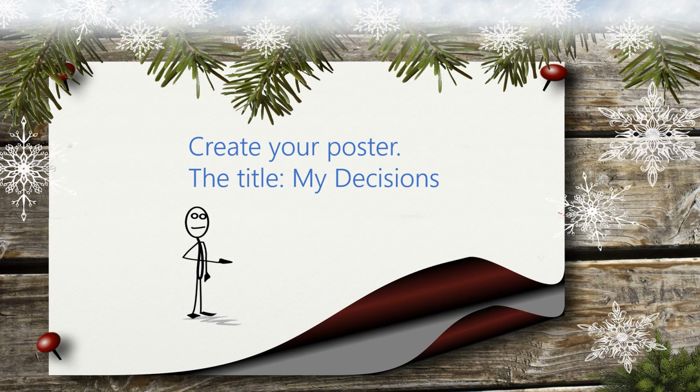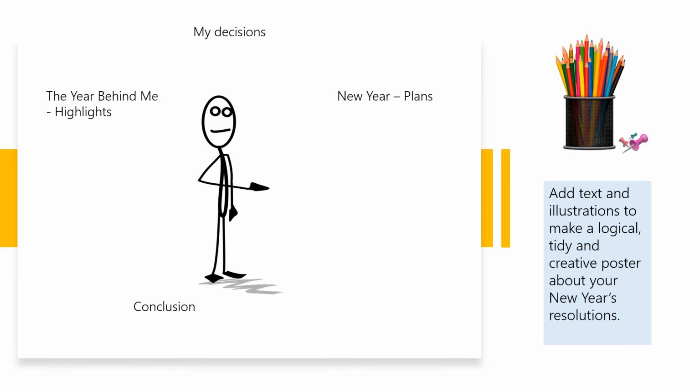It's time for your own poster. You will create your own poster and you will give it the title, My Decisions. You will write and talk about the year behind you. Please choose a few highlights of the year, the most important things that happened during the year, your accomplishments and your failures. Then choose some plans for the next year.